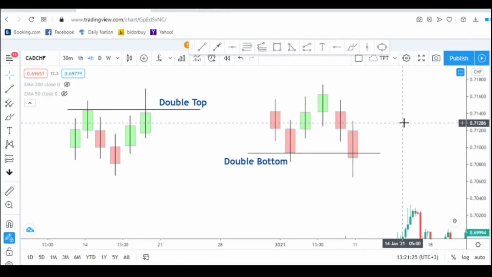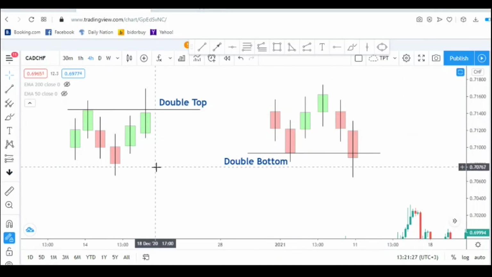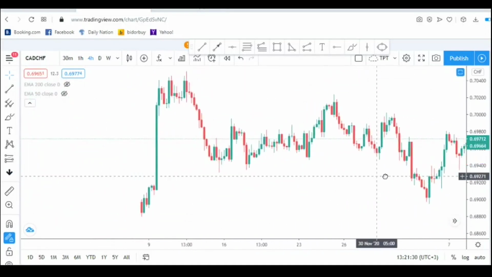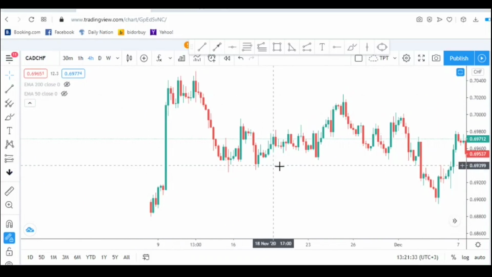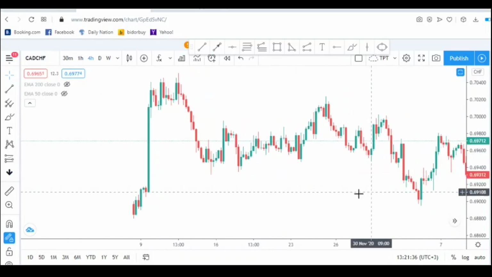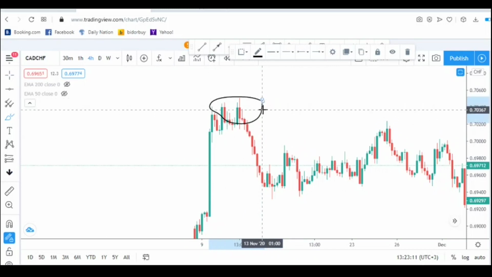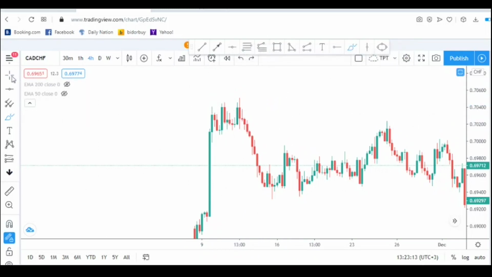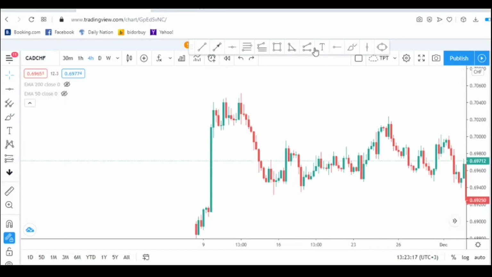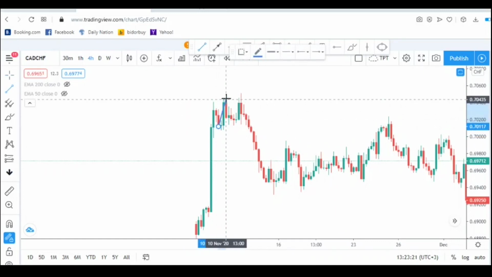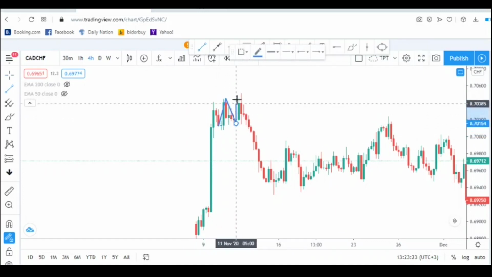Let's go and look into the real examples on the charts. This is just a random chart on CAD/CHF. On this CAD/CHF, does this one qualify to be our double top? If you say yes, then you're correct. It's because we have our first top and the second top.